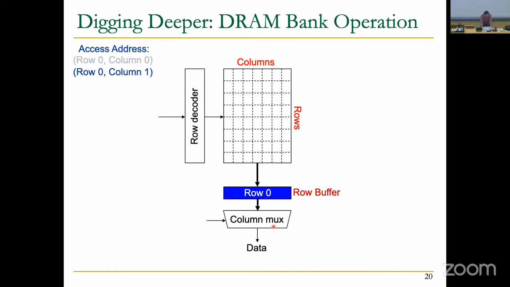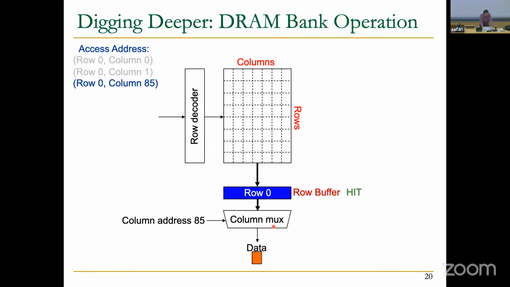Now, what happens if we access another column? This is kind of interesting because now we have the data already in the row buffer. We don't have to bring data from the DRAM array to the row buffer. We can just serve this request. This is also called a row buffer hit because you found the data you want to access in the row buffer. So you can serve this request much faster, and you will just put the data through the column mux to your data pins. And if another access comes to another column in the same row, you again just serve the request from the row buffer. This happens fast.